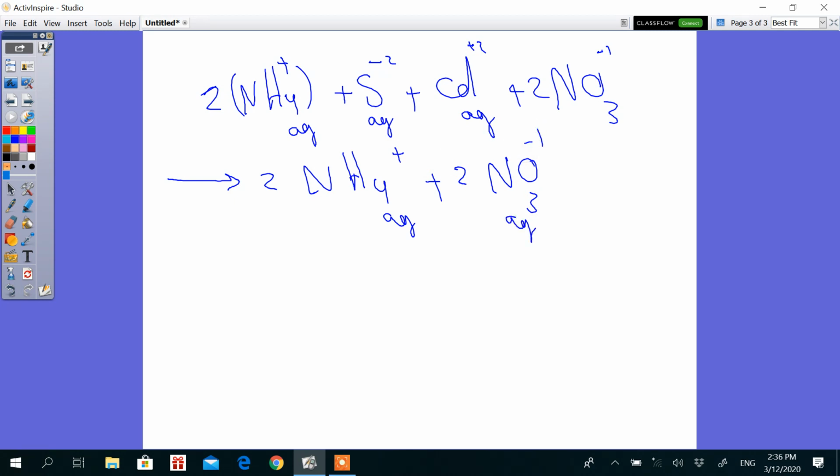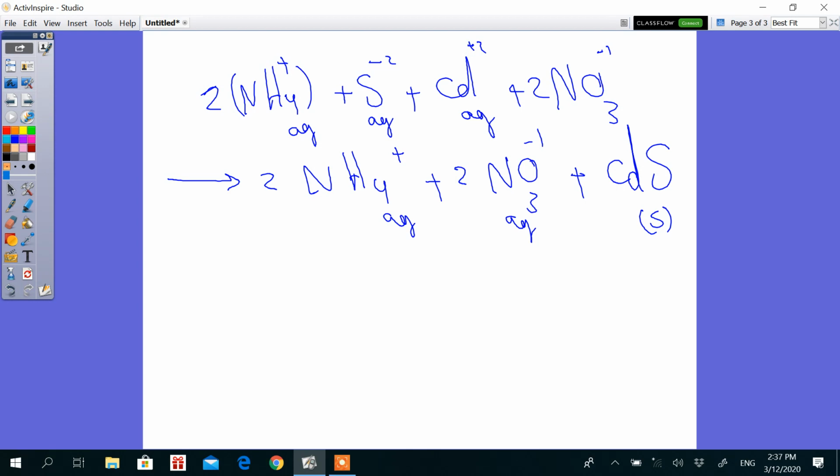But I have here cadmium sulfide already reacted and produced CdS, and I know all sulfides are insoluble except some sulfides, from my general rule. So cadmium sulfide is a precipitate, or cadmium sulfide is solid.